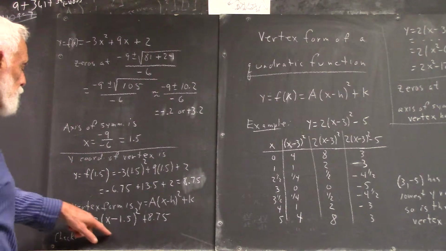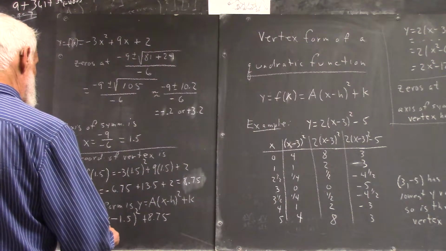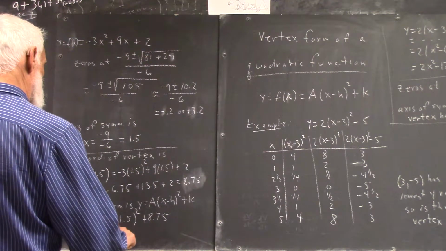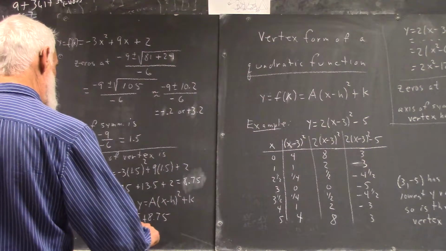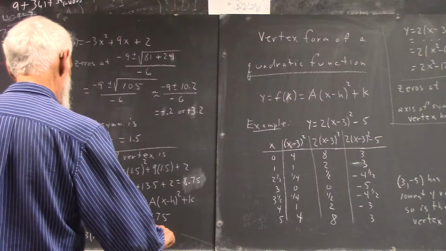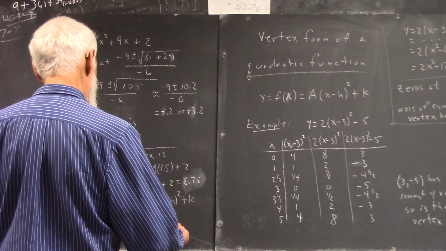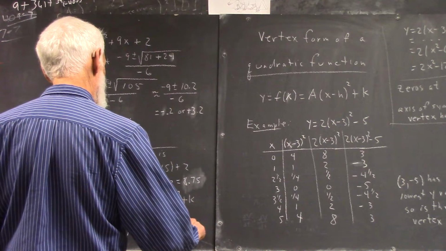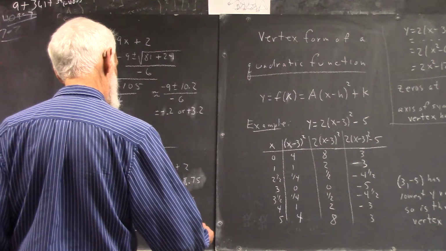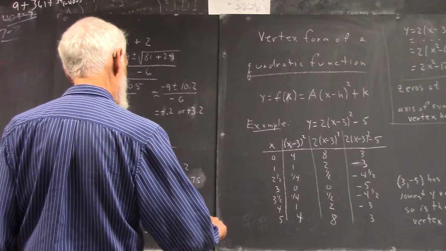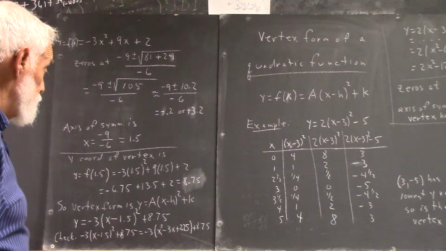And then we check, we expand this to be sure that we get this. -3 times x minus 1.5 squared plus 8.75 is -3 times x squared minus 3x plus 2.25 plus 8.75. Okay?